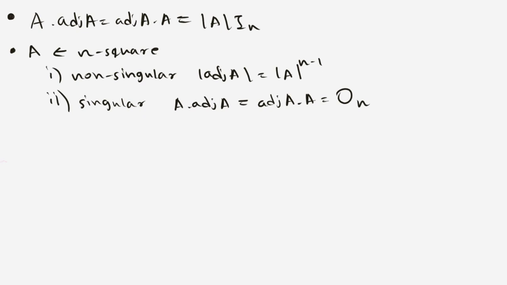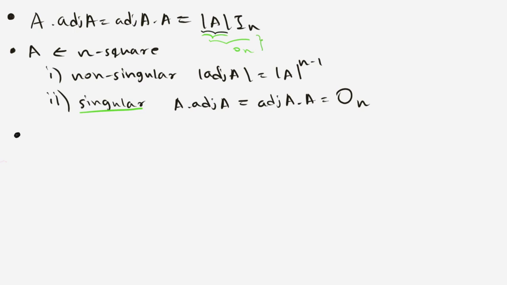Because we can predict that as well: in the first theorem, the right side is the determinant of A times I n. So if A is singular, the determinant of A is zero, so it will be 0 n, right? This is just to help you remember; you can't use it to prove the fact, but for remembering you can use it. Those are the very first theorems that you must understand.